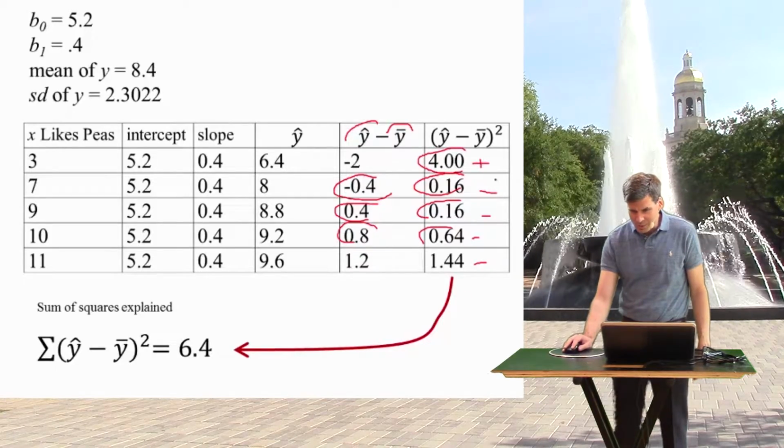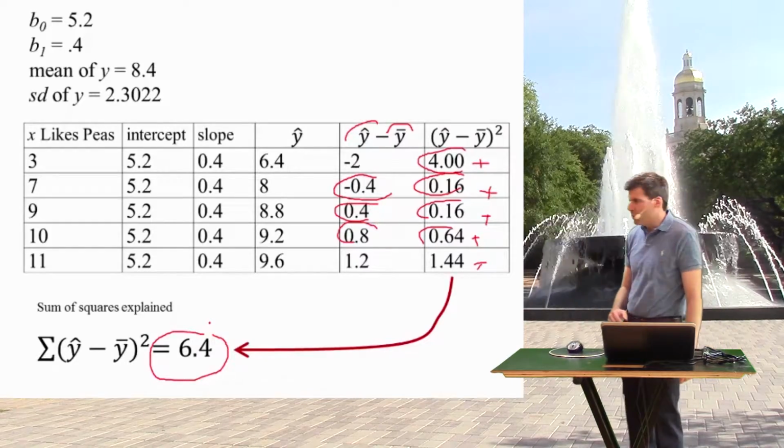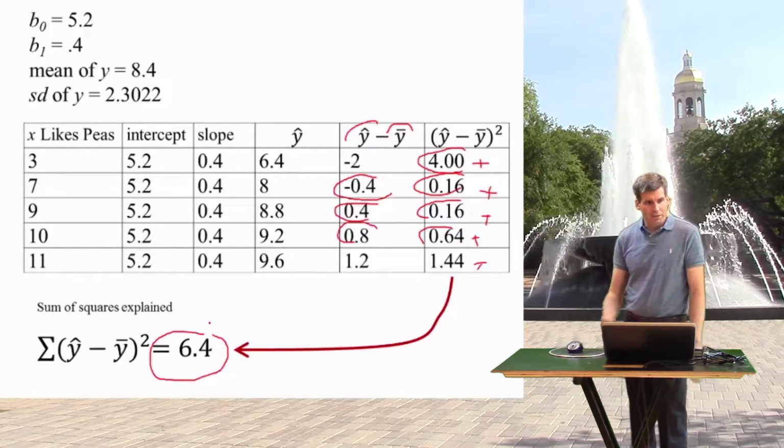Those should be plus signs, but I'm just adding it all up. And the sum sums to 6.4. That is my sum of squares for the explained variance.